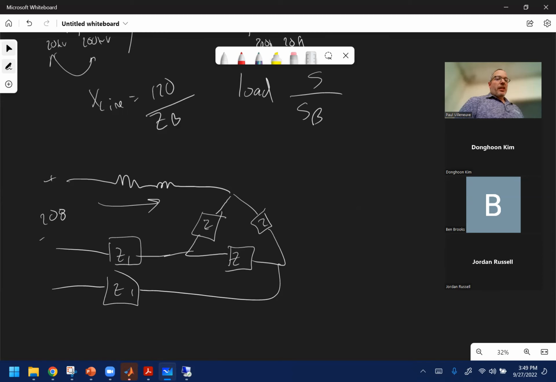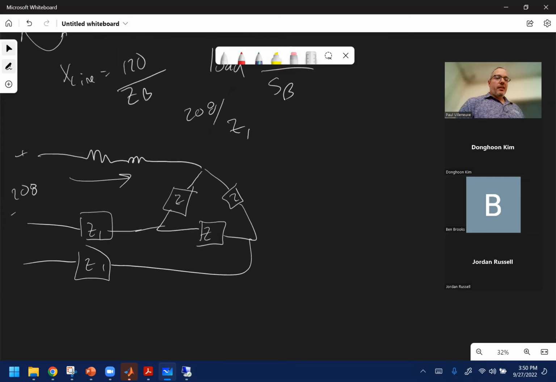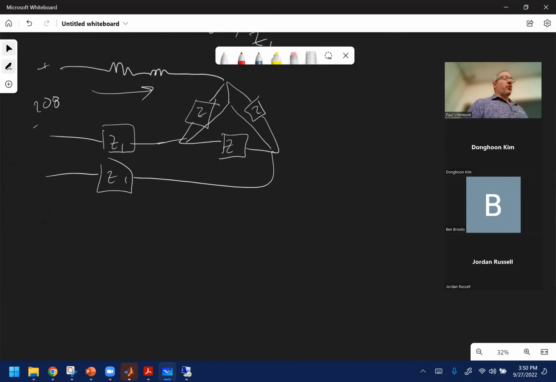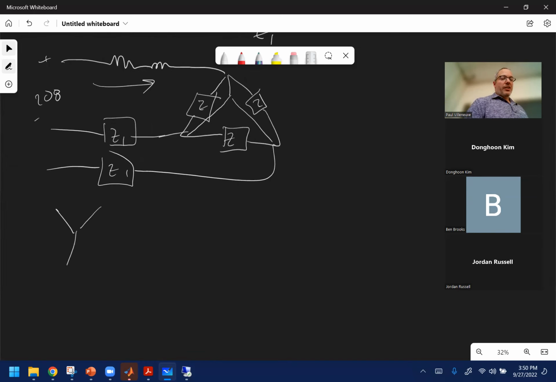The problem is some people just said, oh, okay, well, it has to be 208 divided by Z line. That's not right, because the only way that it would be the case is if these lines were shorted out at the end. And even then, that wouldn't be right. So the way to solve this problem, as we talked about in this class, is to convert this to a Y. This is across 2 lines, so I'm going to convert both sides to Y.